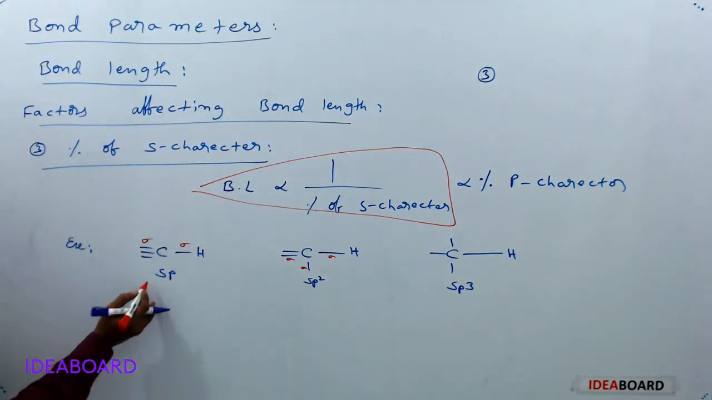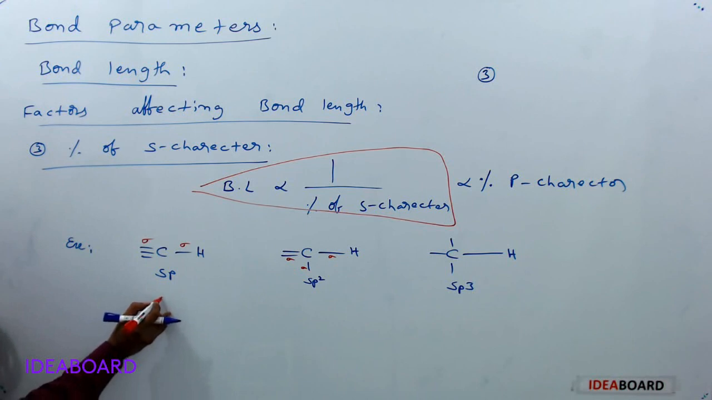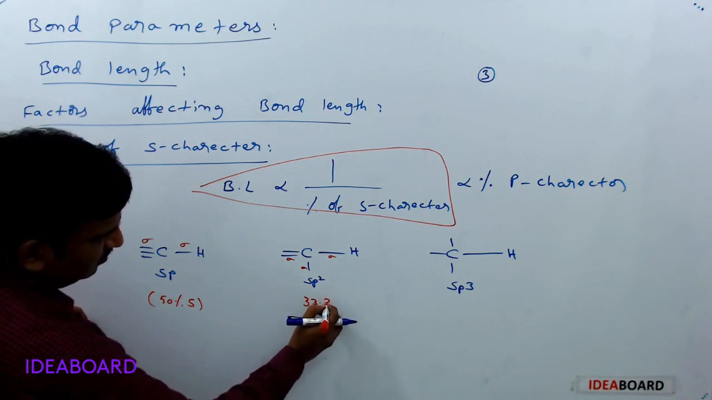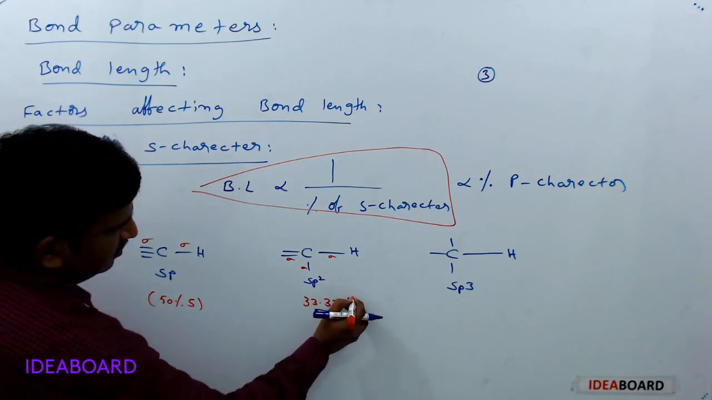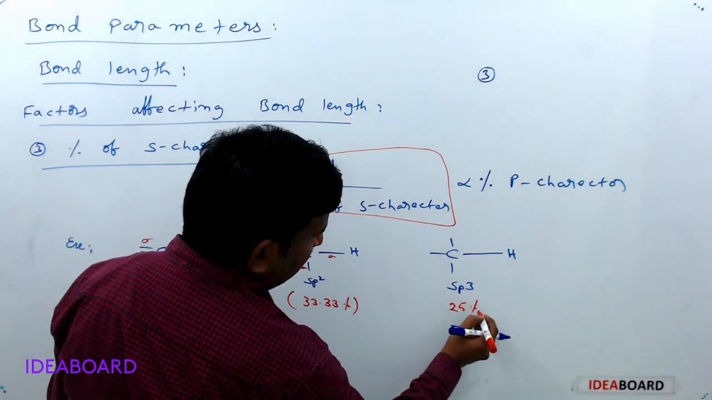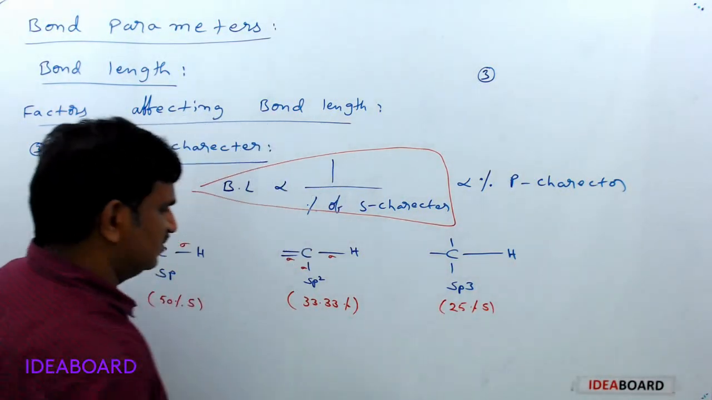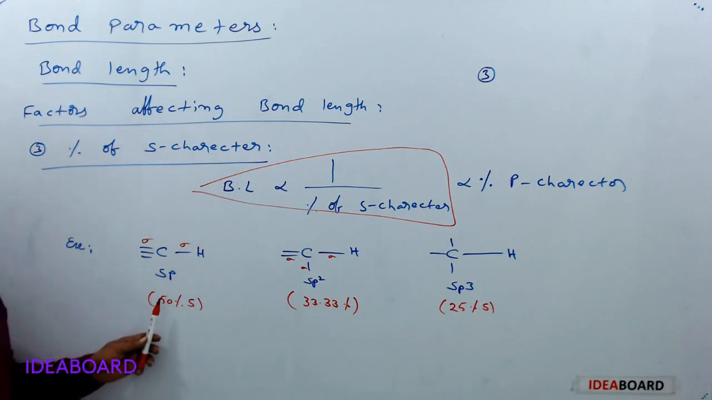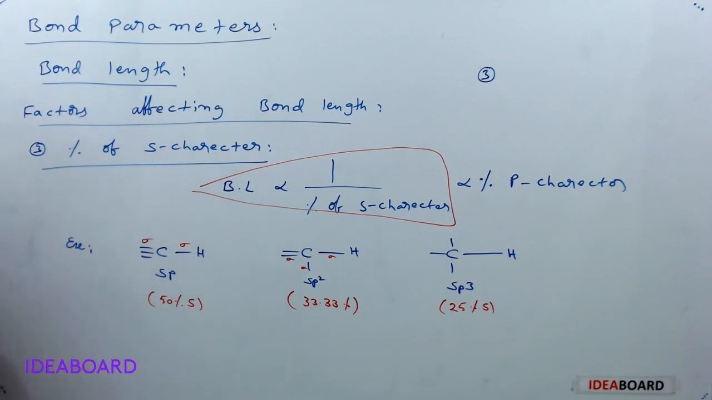So for an sp carbon, what is the percentage? 50% S character is present. Here it is 33.33% S character, and this one has 25% S character. Whenever the percentage of S character is taken, it is more in sp hybrid orbitals.